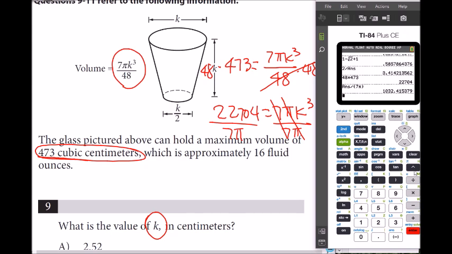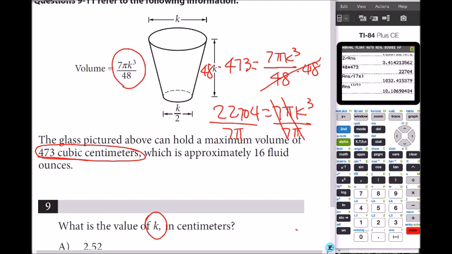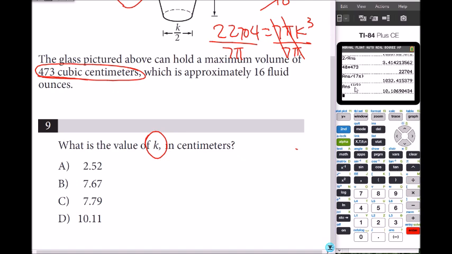So how do you do that? It's raise it to 1/3. Cube root is the same thing as raise it to 1/3, right? Square root is raise it to 1/2. So it is 10.11. So it's D.